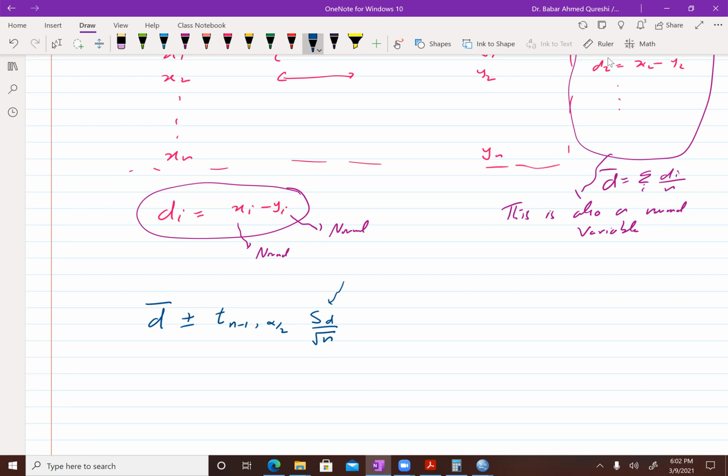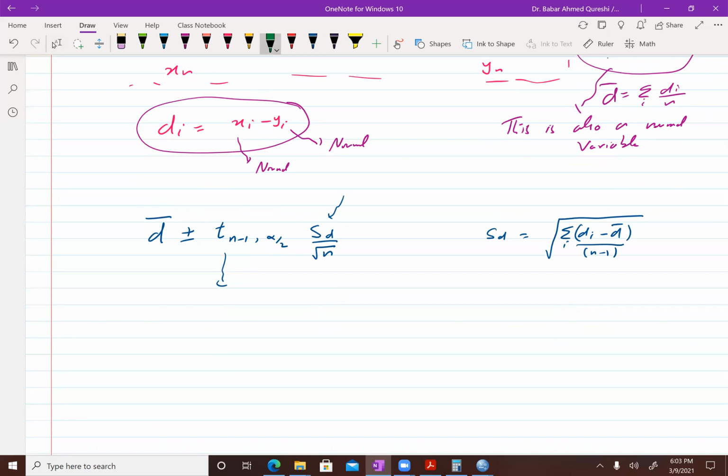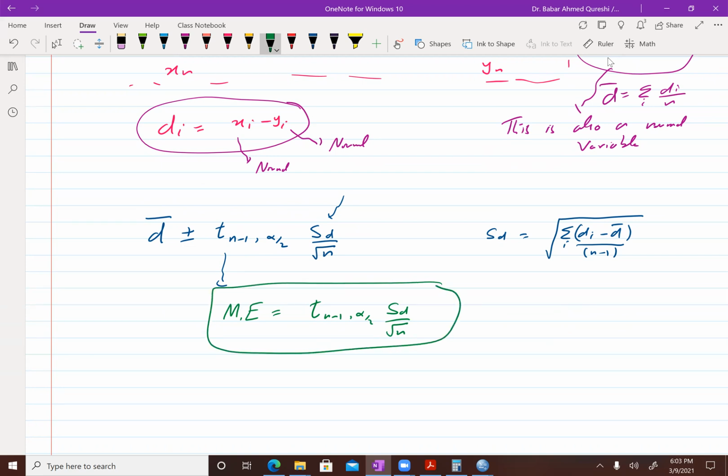Where, again, I had to put a standard deviation over here, since I don't know the standard deviation of the population, so I get it from my sample. So it's just the standard deviation of the differences, over the square root of n. And this is giving you the margin of error. Where again, this n minus 1 is coming from how many data points you had in the sample.